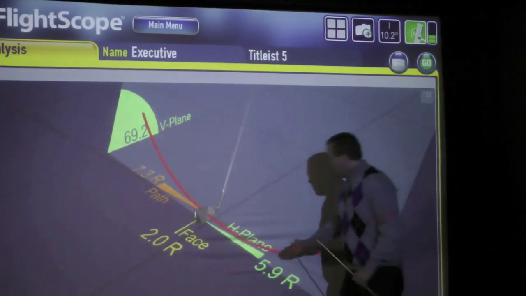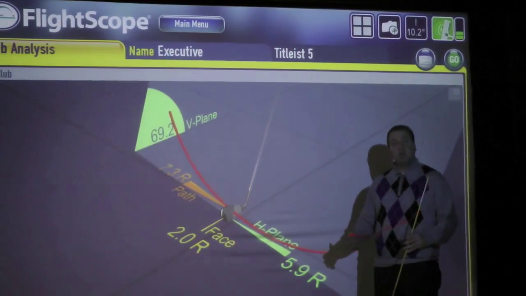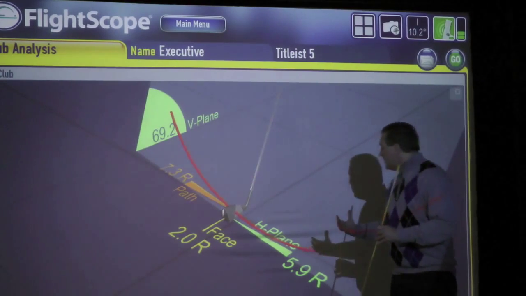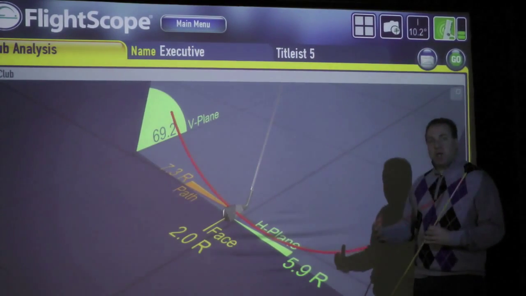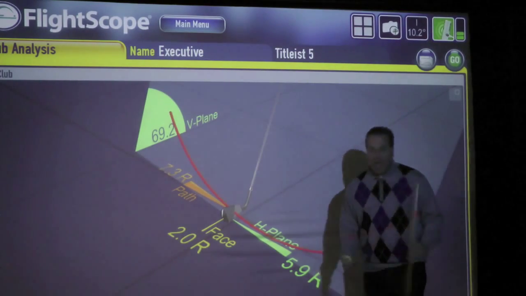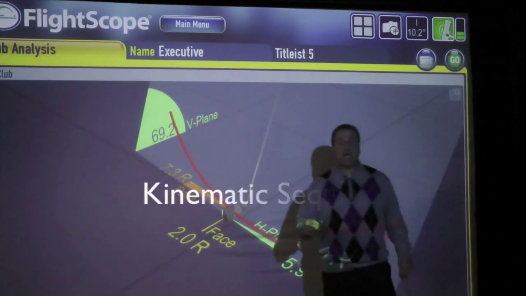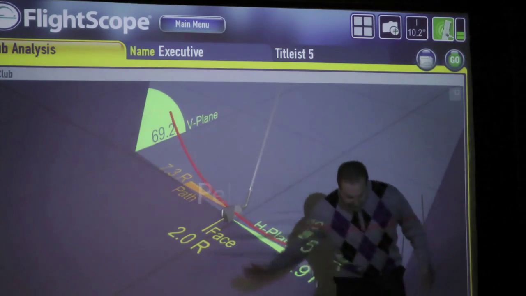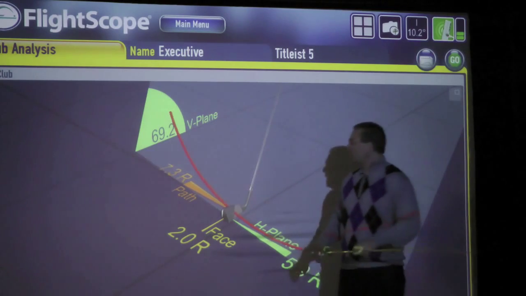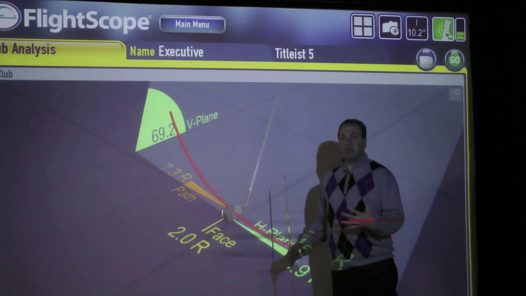So when I look at this number Patrick has, 5.9 degrees to the right, I know that there is something going on in his swing that I'm going to look for in the body data that is creating a severe rightward path of his swing. We're going to look at kinematic sequence, pelvis bend as well. Now before we do that, just so you know, there is something extreme taking place here.